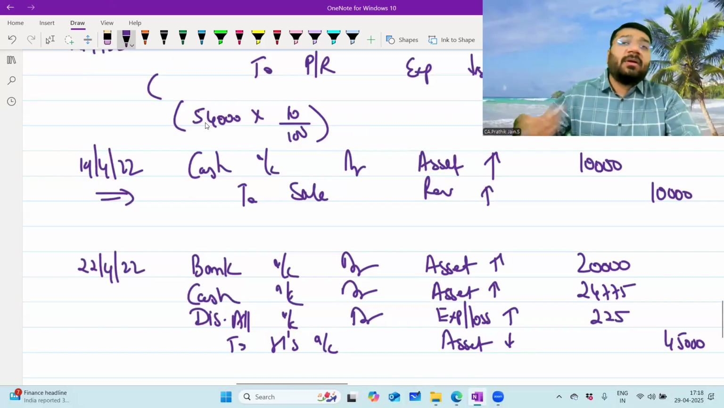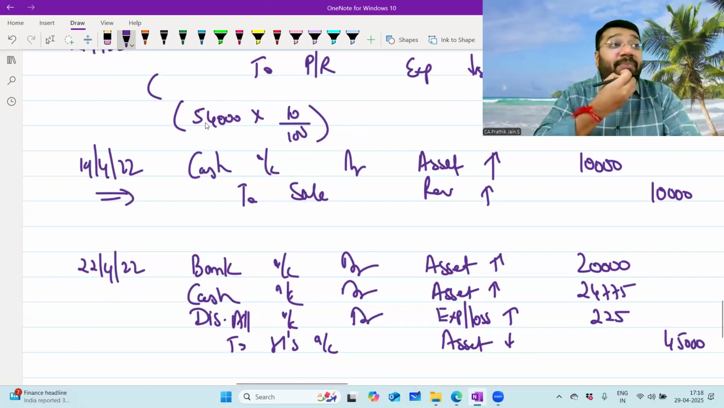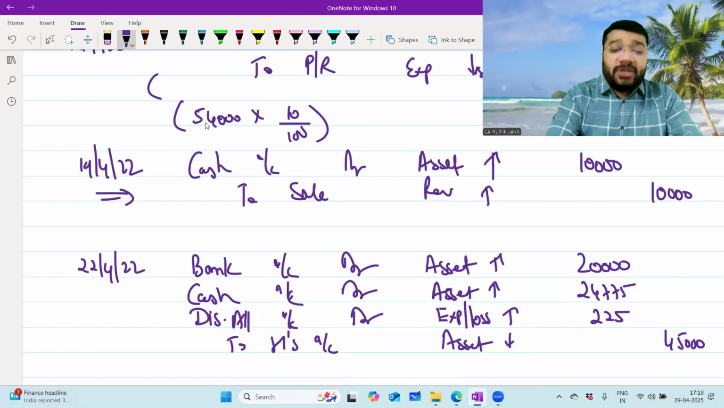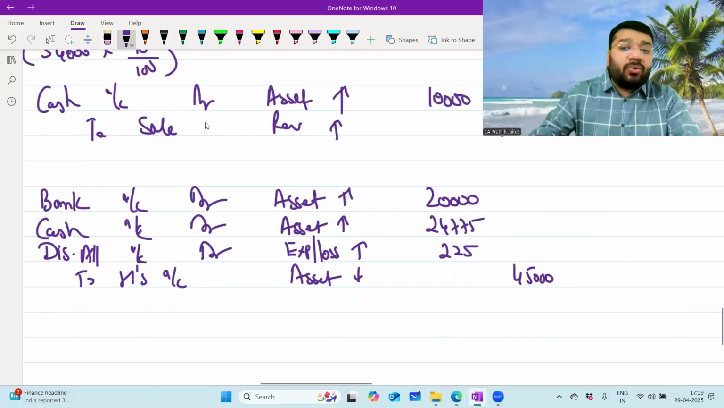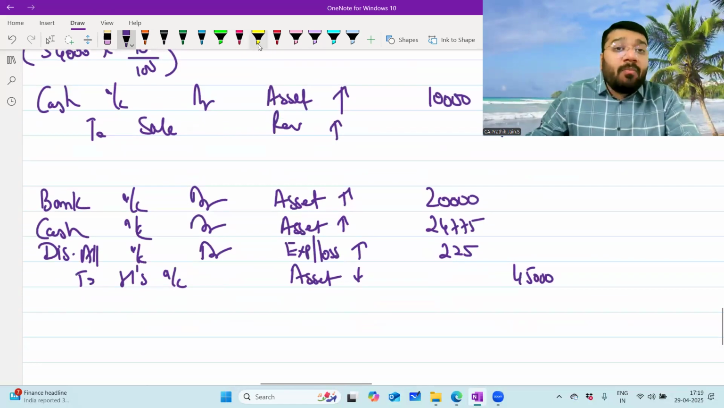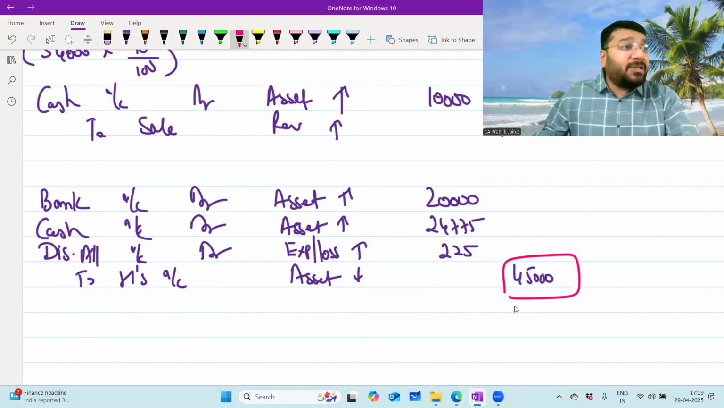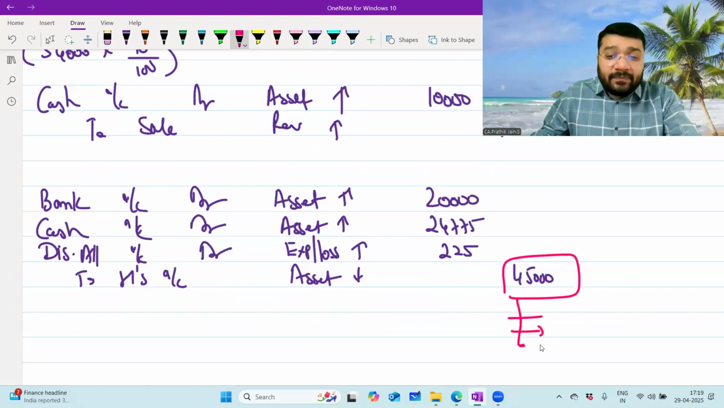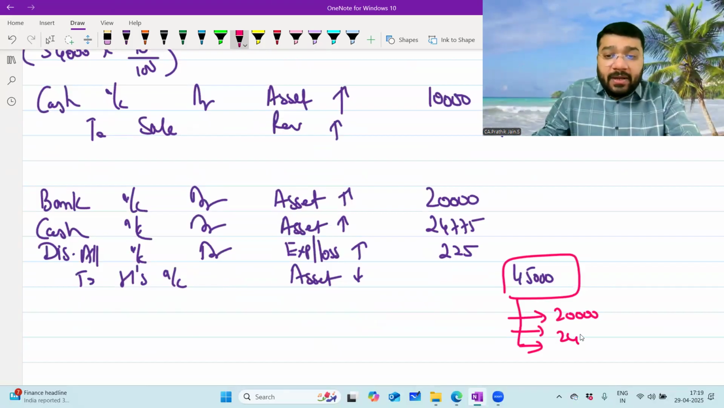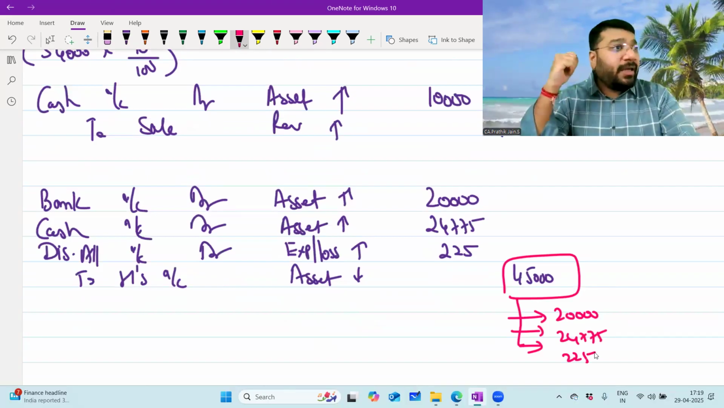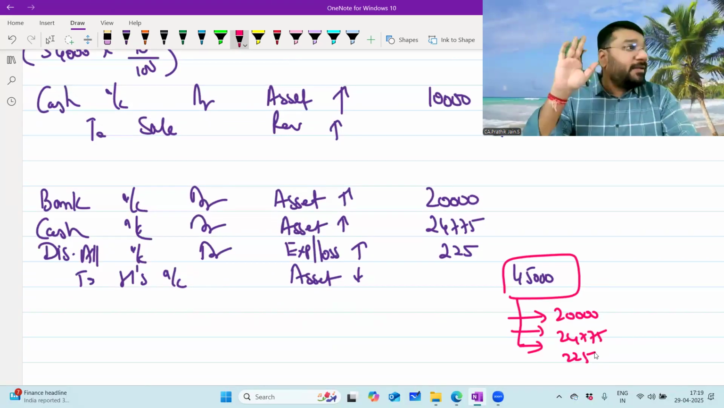Now, what type of journal entry is this? Simple or compound? Compound journal entry. In compound journal entry, what did I tell you? Wherever you have the compounded amount, you have to break the compounded amount into that many parts which are there on the opposite side. Opposite side, how many parts do we have? 3 parts. Break into 3 parts. 20,000, 24,775 and 225. In exam, will you sit and break it and show it there? All that will happen in mind.